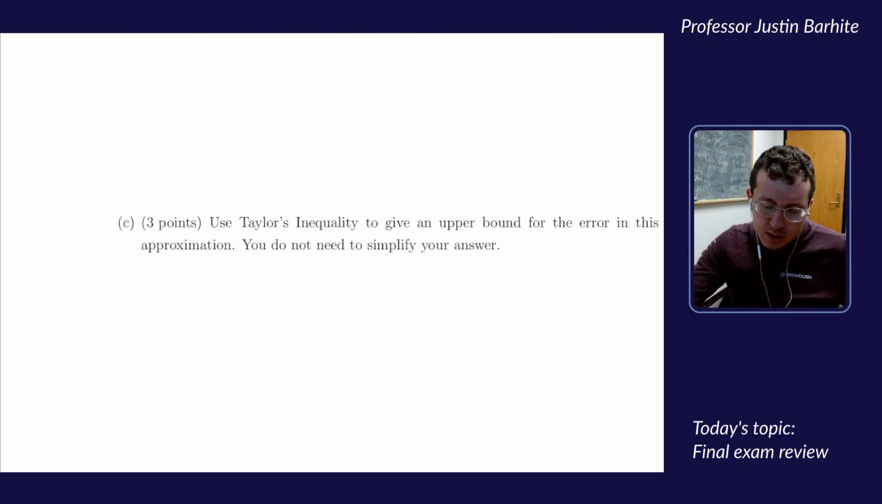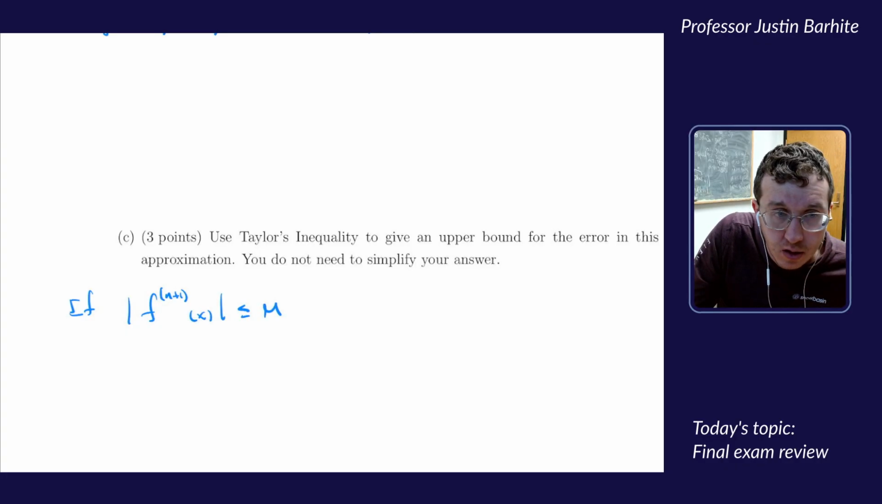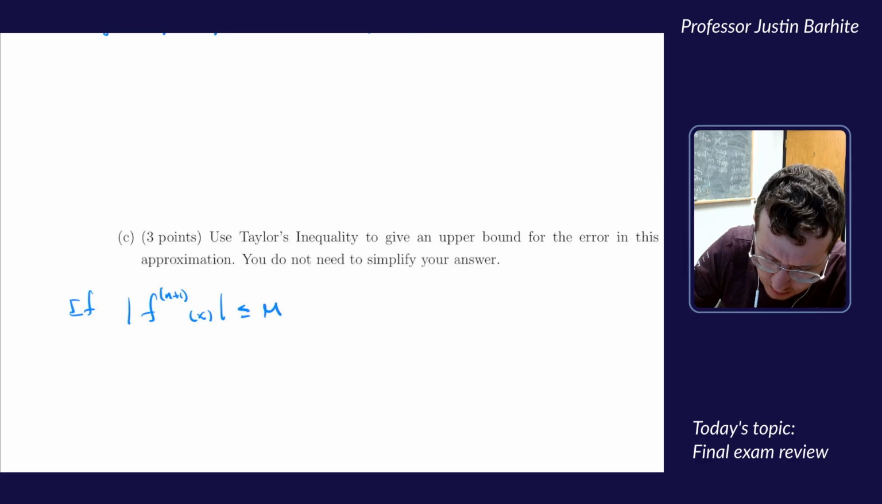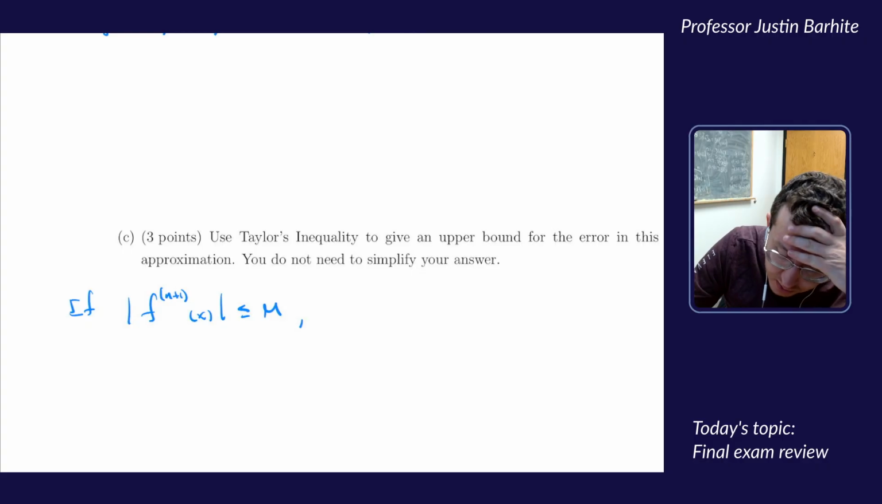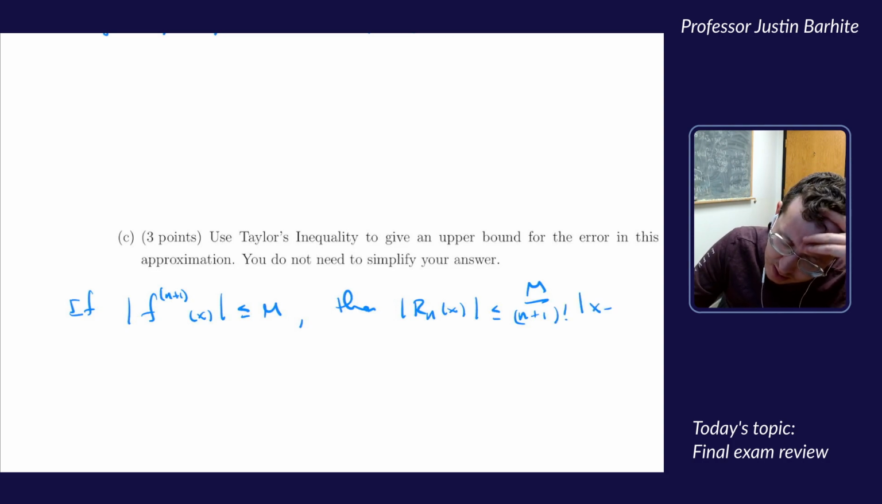Okay, so Taylor's inequality says that if the n plus first derivative is bounded by m, I'm not writing out all the details, but yeah, if it's bounded on some interval, then the remainder is less than or equal to m over n plus 1 factorial times the absolute value of x minus a to the n plus 1.